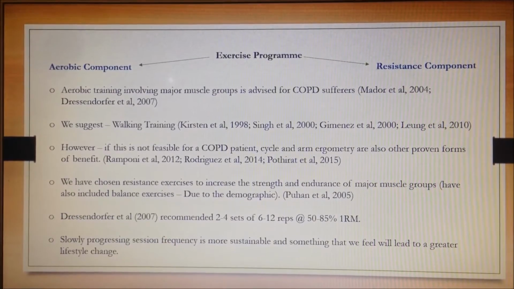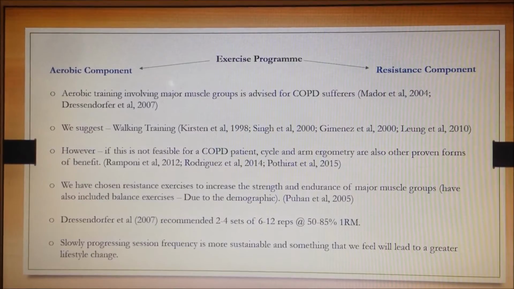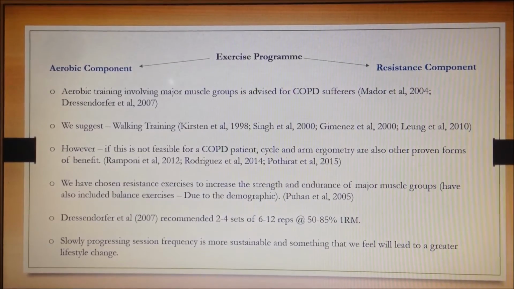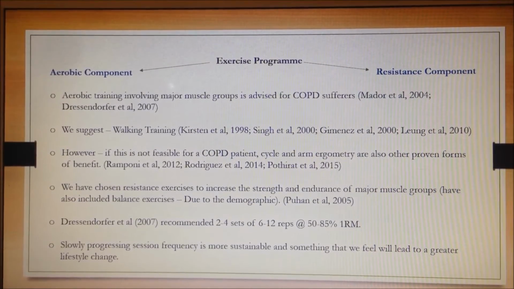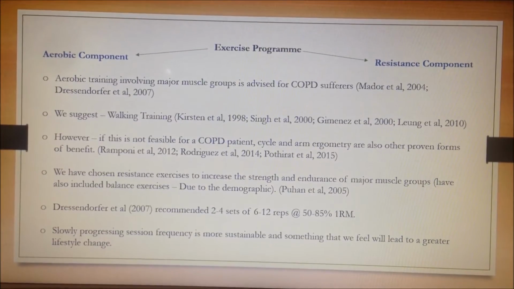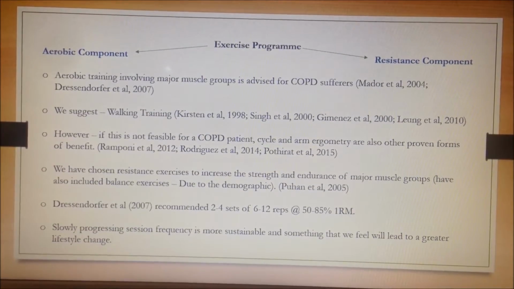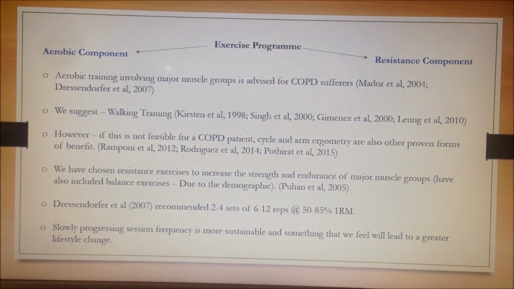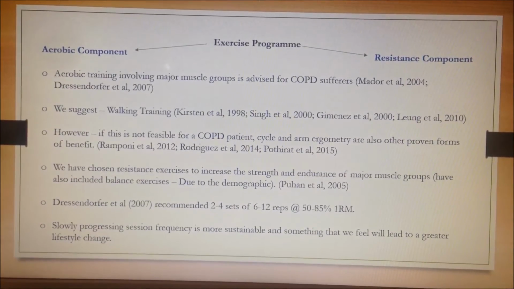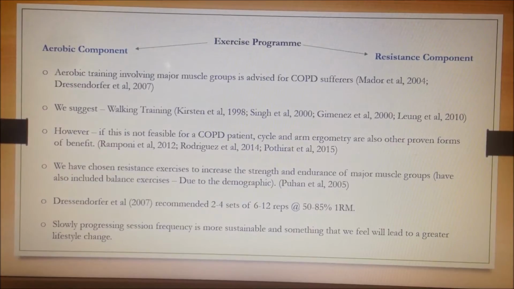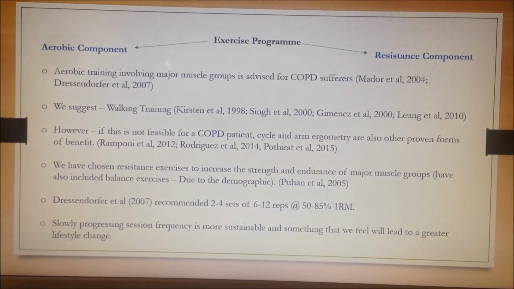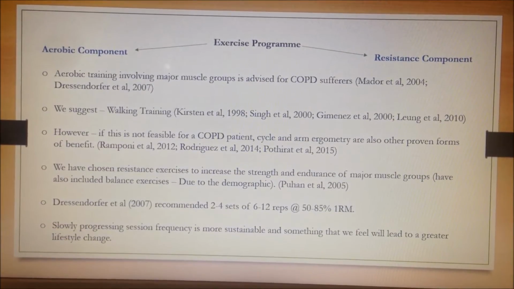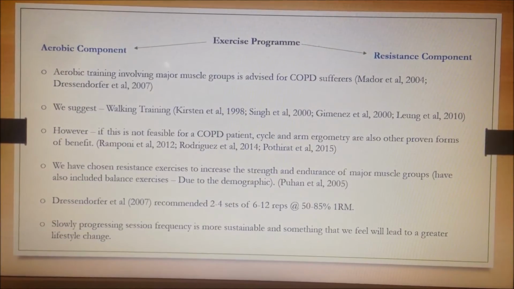Our exercise program is going to be broken up into an aerobic component and a resistance component. Aerobic training involving major muscle groups is advised for COPD sufferers, and we've taken this into account when designing our aerobic training program. We suggest walking training, and this has been backed up by the bulk of the available literature. However, if this is not feasible for a COPD patient, cycle and arm ergometry are also other proven forms of benefit. However, greatest increases in the 6-minute walk test have been seen from walking interventions, unsurprisingly.